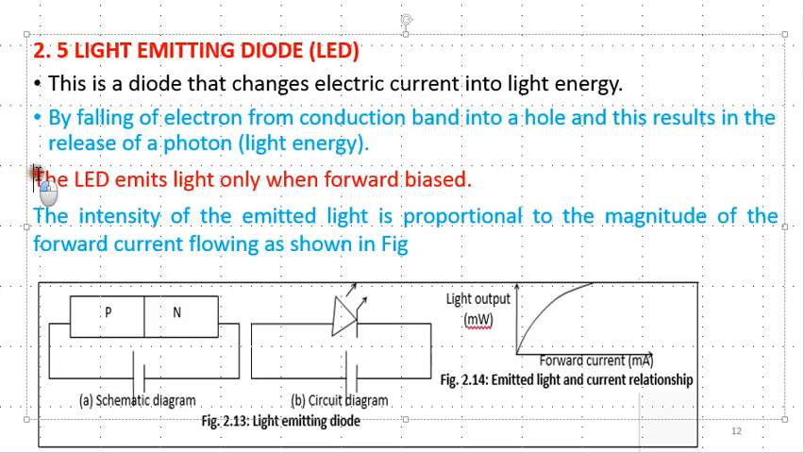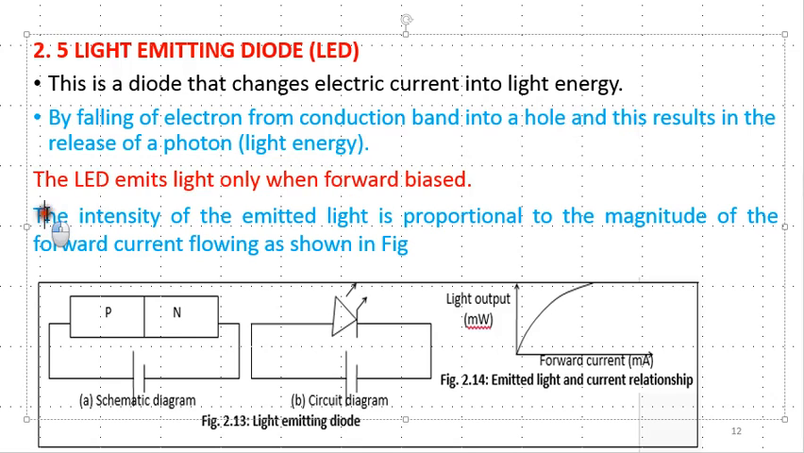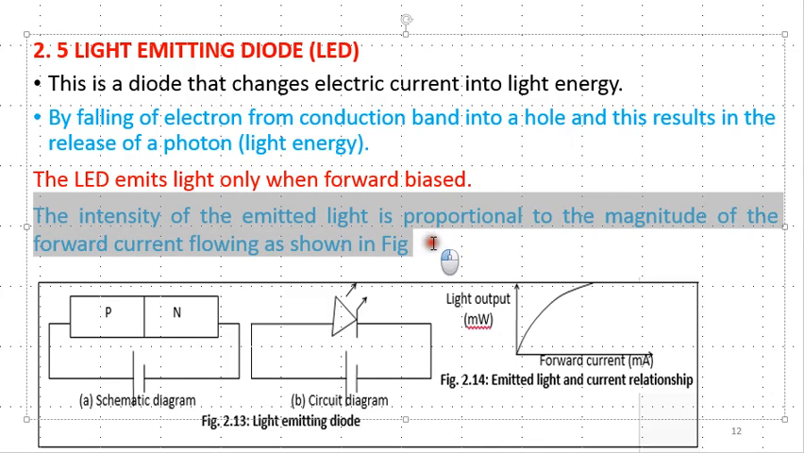It is very important for us to know that light emitting diodes can produce light only when they are forward biased, and the intensity, the brightness of the light they can emit, is directly proportional to the magnitude of the forward current. That is, whenever the forward voltage increases, the forward current also increases according to Ohm's law. And when the forward current increases, the brightness of the light produced by the LED will increase.